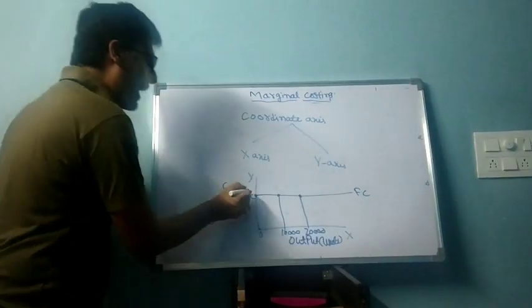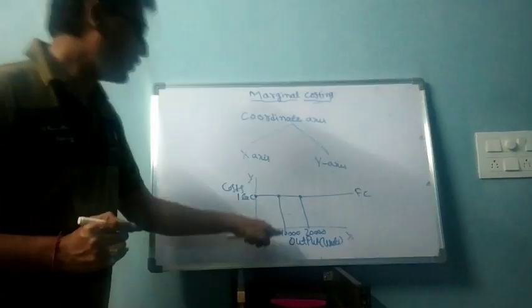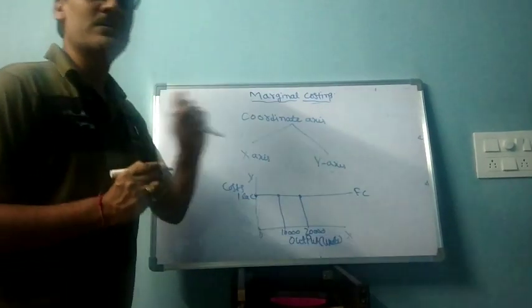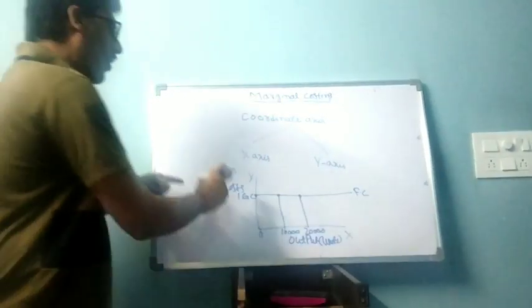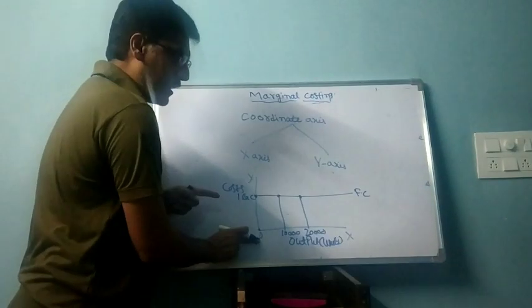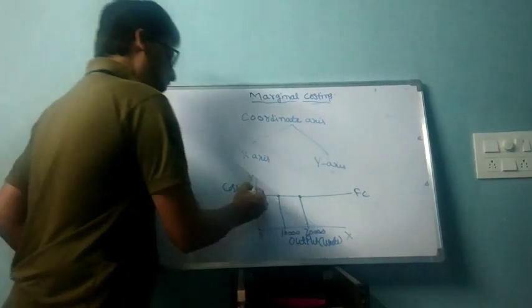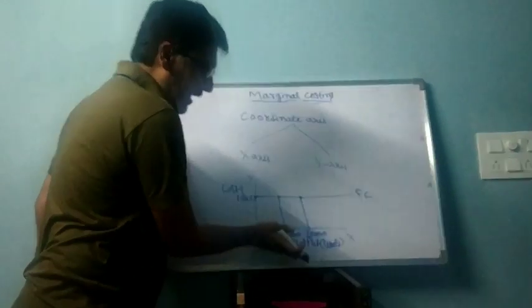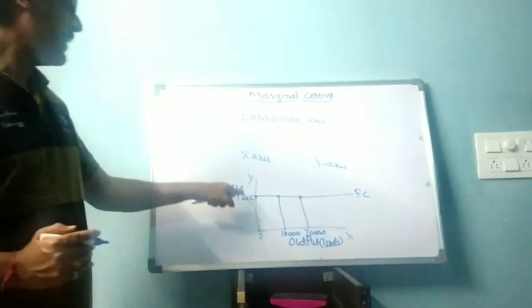This means the 1 lakh remains constant, even though you produce 0 units, 10,000 units, or 20,000 units. This cost is not going to change. If any cost is not going to change along with the output, how should you represent it on the coordinate axis? This should be a straight line parallel to the X-axis. This is fixed cost. This remains constant.